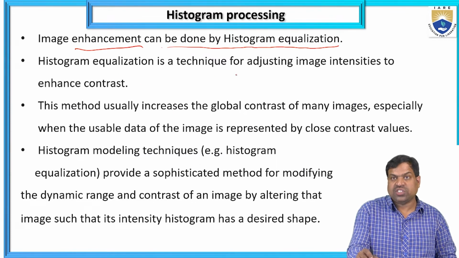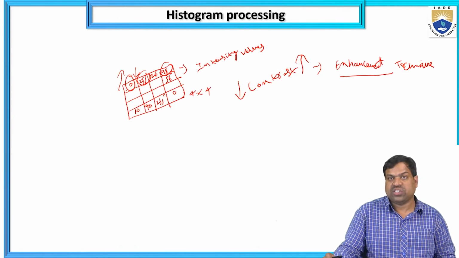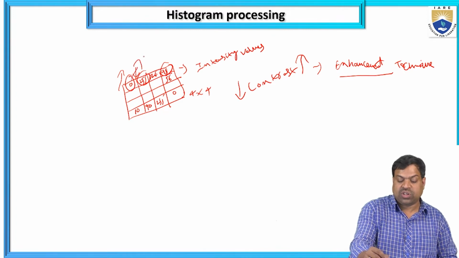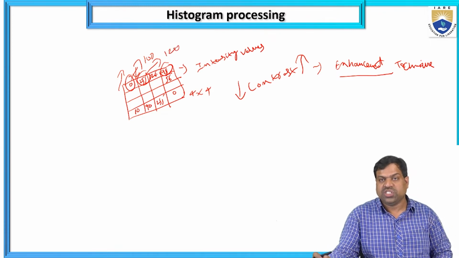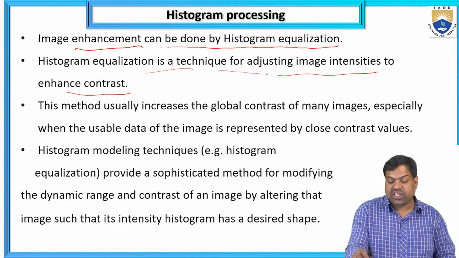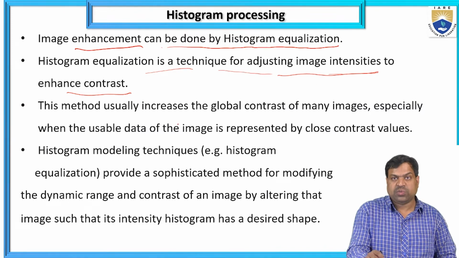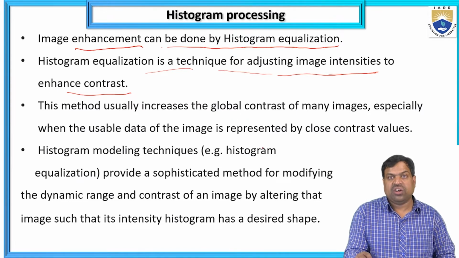This histogram equalization is a technique for adjusting image intensities to enhance the contrast. So I have to adjust: 0, I have to improve to some 100, and 255, I have to adjust to some 120. Is it possible to change? Yes, it is possible to change the intensity values. This equalization technique adjusts the image intensities to enhance the contrast, and this method usually increases the global contrast of many images, especially when the usable data of an image is represented by close contrast values.